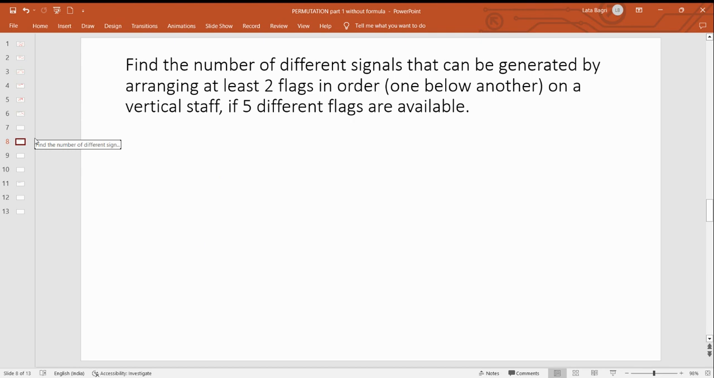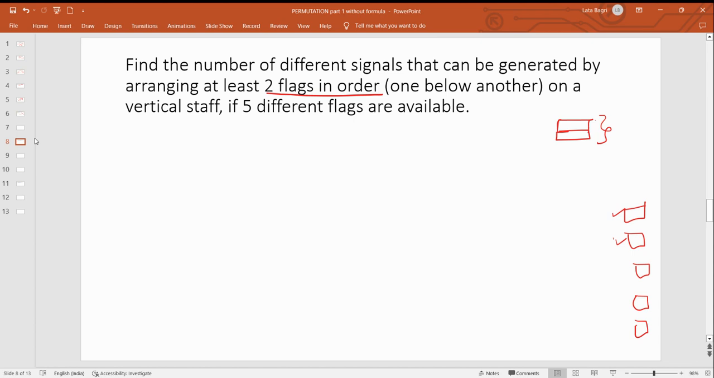Find the number of different signals that can be generated by arranging at least two flags in order, one above another. See, like this, I have to generate. These are the two flags. Okay. On a vertical staff, if five different flags are available. So, understand this question. They are saying, I have five flags. Okay. I have five flags and I have to make like this.